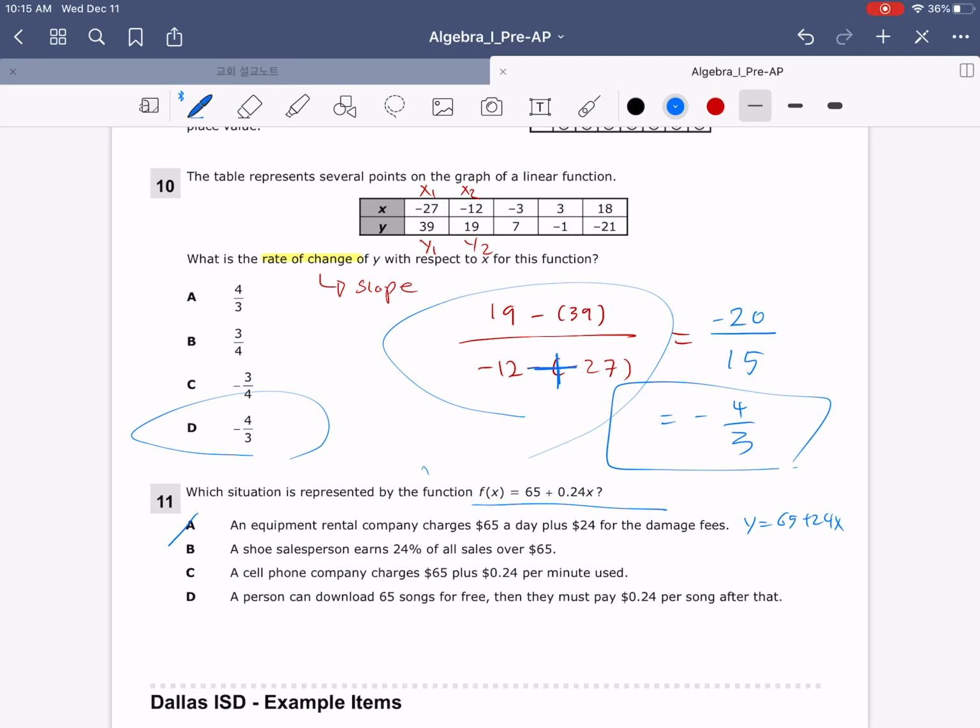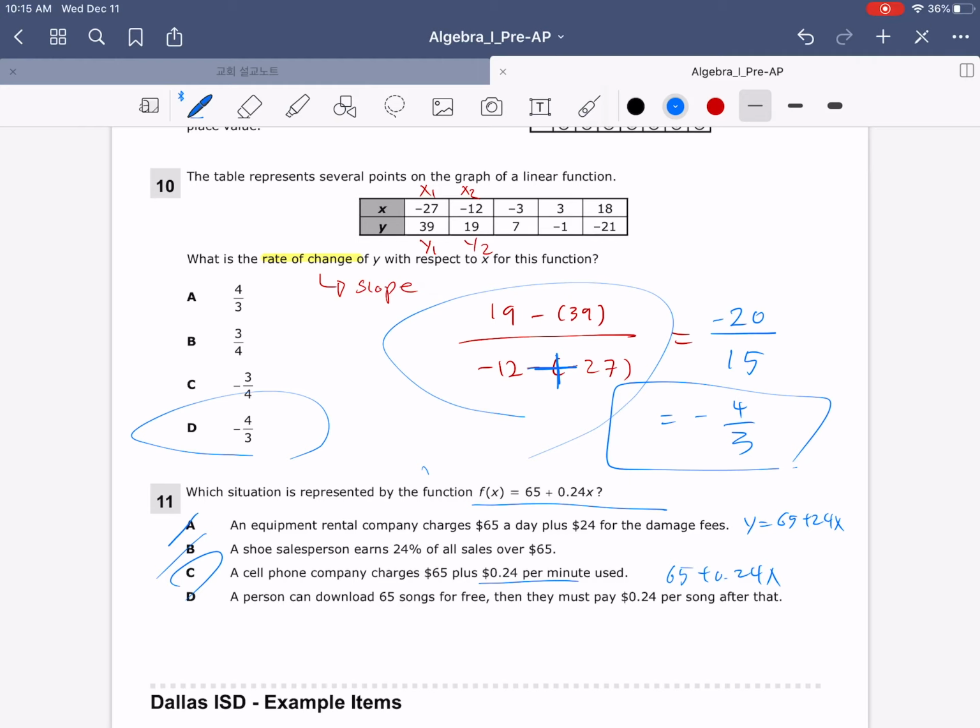Shoe salesperson earns 24% of all sales over $65. Well, this is gonna be really complicated if you actually set it up by equation, so that's not gonna work. Cell phone company charges $65 plus 20% per minute used. So that's gonna be 65 plus 0.24x, which is true.